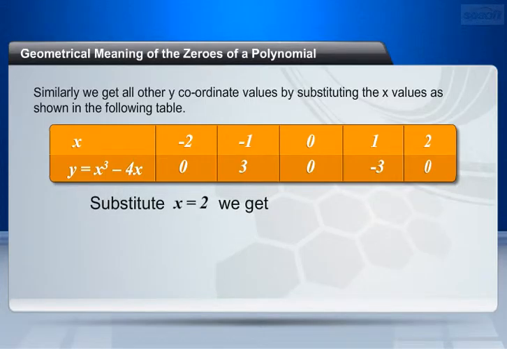Substitute x is equal to 2. We get y is equal to 2 cube minus 4 into 2. This is equal to 8 minus 8. This implies y is equal to 0.